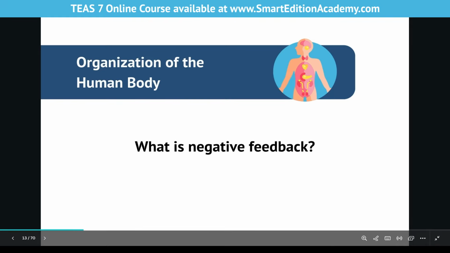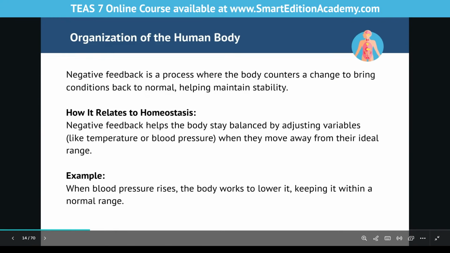What is negative feedback? Negative feedback is a process where the body counters a change to bring conditions back to normal, helping maintain stability. An example of this is when blood pressure rises, the body works to lower it, keeping it within a normal range. How does this relate to homeostasis, which is something we just talked about? Negative feedback helps the body stay balanced by adjusting the different variables like temperature or blood pressure, like we said, when they move away from their ideal range.